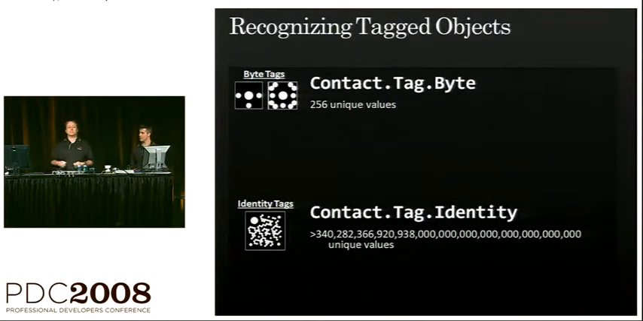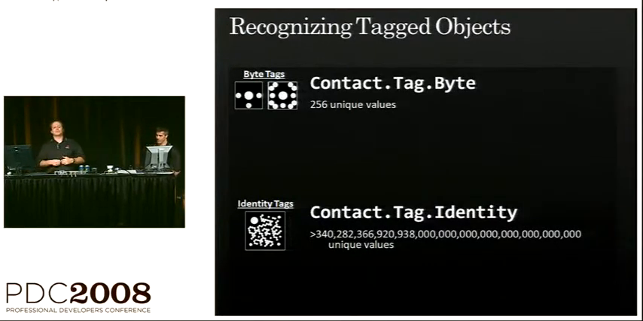Now we also have a newer scheme called identity tags. Identity tags are named that way because the range of those values is so huge that you could use them to uniquely identify anything in the universe. We have billions and billions and billions of unique values. So the way you'd get these values is through the event args from any of our input APIs. You look at the event args, you pull off the contact object that's there, you say contact.tag, and then based on whether you're working with a byte tag or identity tag, you'll drill into those properties.